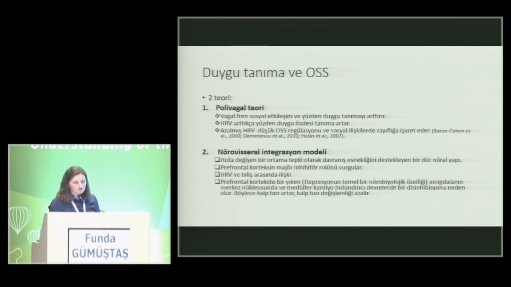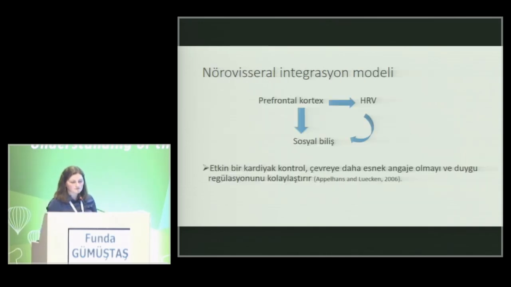With regard to emotion recognition, there have been many studies, and two theories are defined: the polyvagal theory and the neurovisceral integration theory. My colleague will be speaking about the polyvagal theory. For the neurovisceral integration model, a couple of neural structures are present for emotion recognition. It is not a single function, but functions interacting with each other that indeed recognize those emotions.